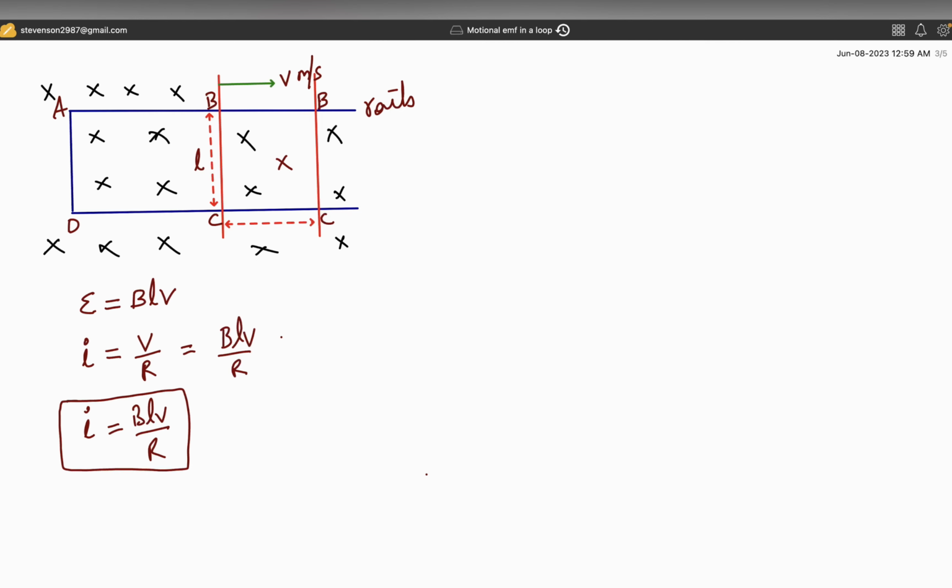That means there should be some magnetic field that is coming out of the page which will oppose this motion. There should be some induced magnetic field, because of the induced current, that is coming out of the page. As this magnetic field that is going into the page is increasing, in order to oppose that increment, there should be magnetic field coming out of the page, right?